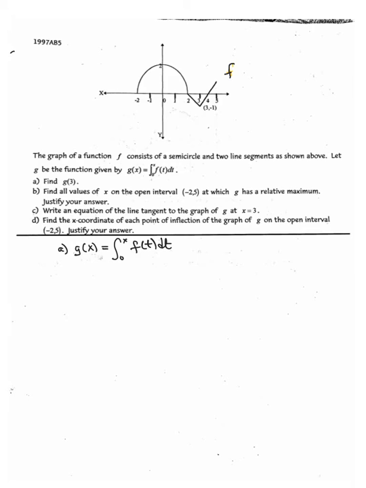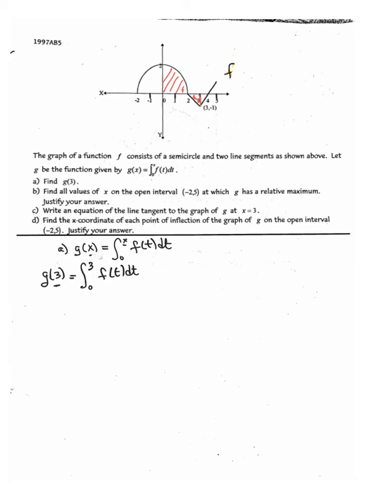All right, part A says, find g of 3. Well, the 3 will be replaced where the x is. So that's the definite integral from 0 to 3 of little f of t dt. We go back to the graph of little f, and we see that from 0 to 3, we're talking about this region, this quarter of a circle, and this little triangle underneath the x-axis.